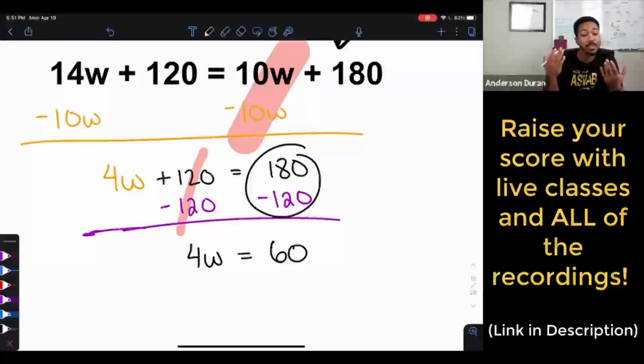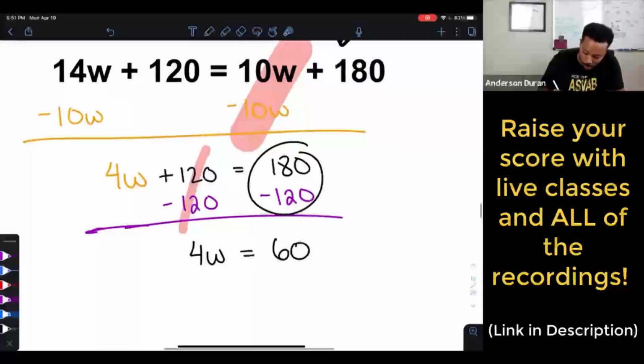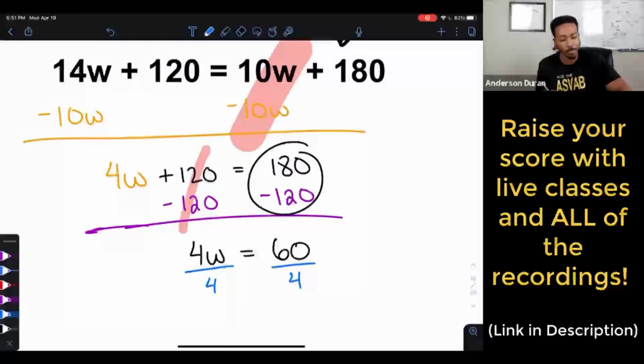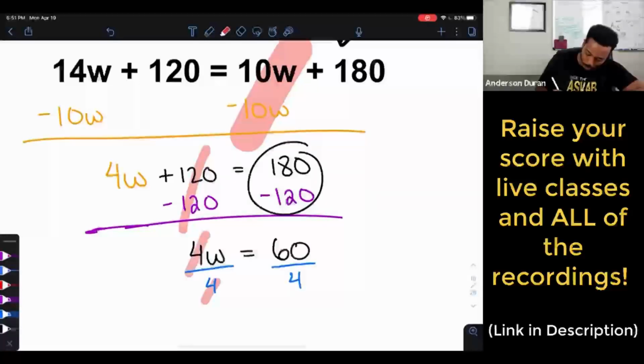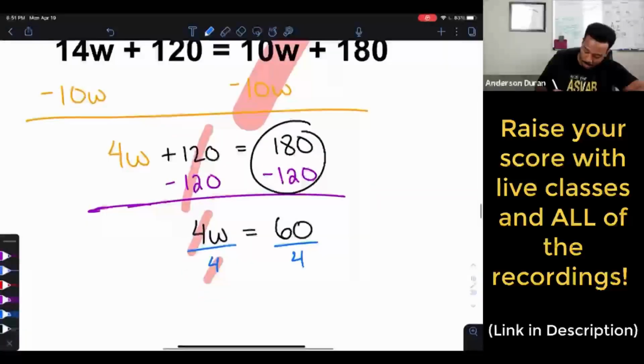The last thing we need to do is, again, the opposite to both sides. We see that we are currently multiplying W and 4, so what I'll do is divide by 4 on both sides. That's going to cancel the 4 out on the left, leaving us with W equals what? Correct. It's going to give us 15.